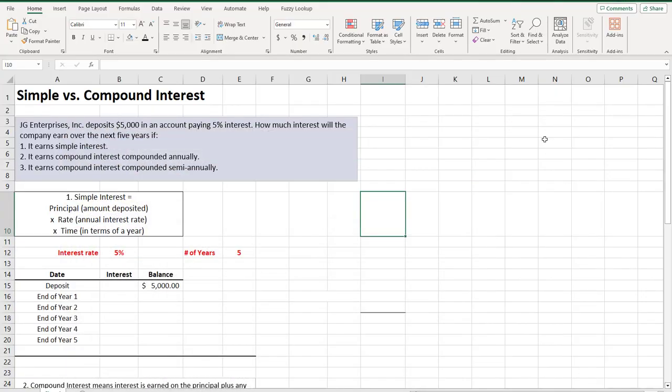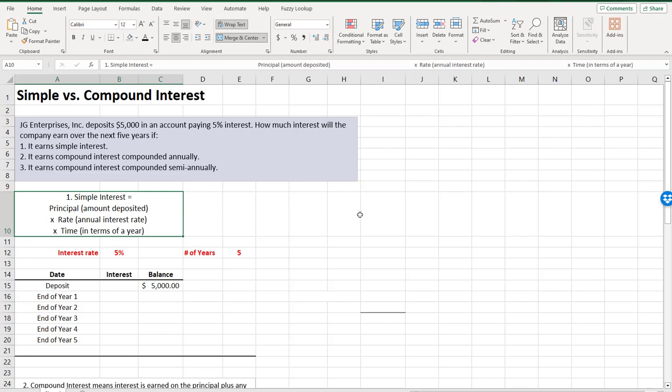So here's the example we'll be working with. JG Enterprises, Inc. deposits $5,000 in an account paying 5% interest. How much interest will the company earn over the next 5 years if 1. It earns simple interest, 2. It earns compound interest compounded annually, and 3. It earns compound interest compounded semi-annually. We'll also take a look at what the balance will be in the company's account at the end of 5 years. So let's take a look at simple interest first.